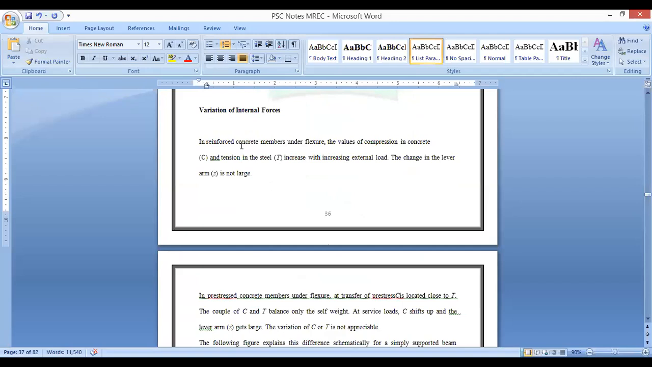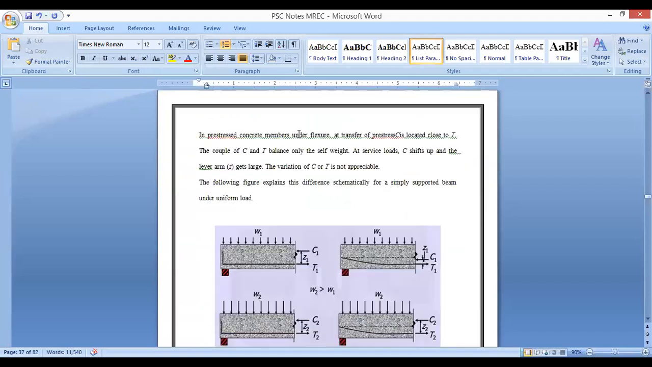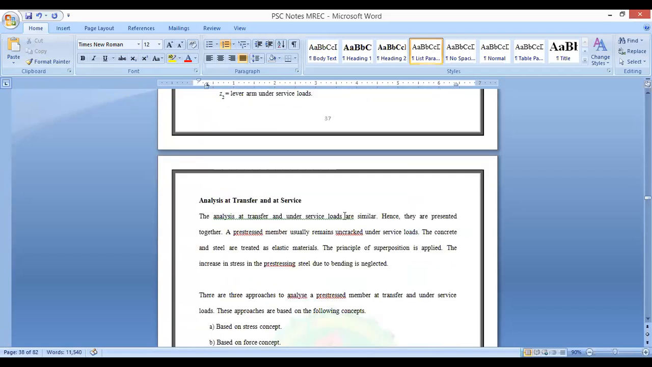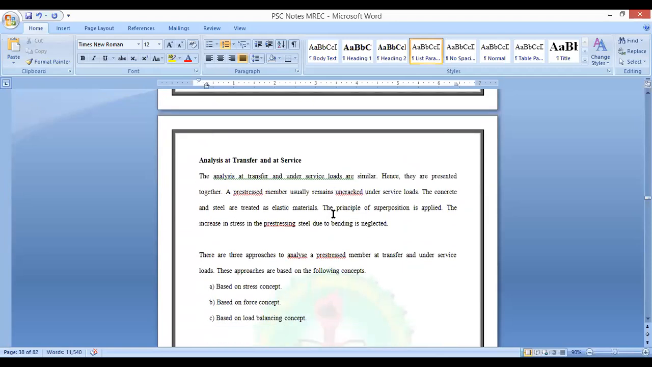The next topic covers the variation of internal forces and how the forces will vary in reinforced concrete and prestressed concrete. Okay. So let's discuss this in the next class. And analysis of transfer, how the load transformation takes place from steel to concrete. What is the base concept of that? Everything we are going to discuss there.